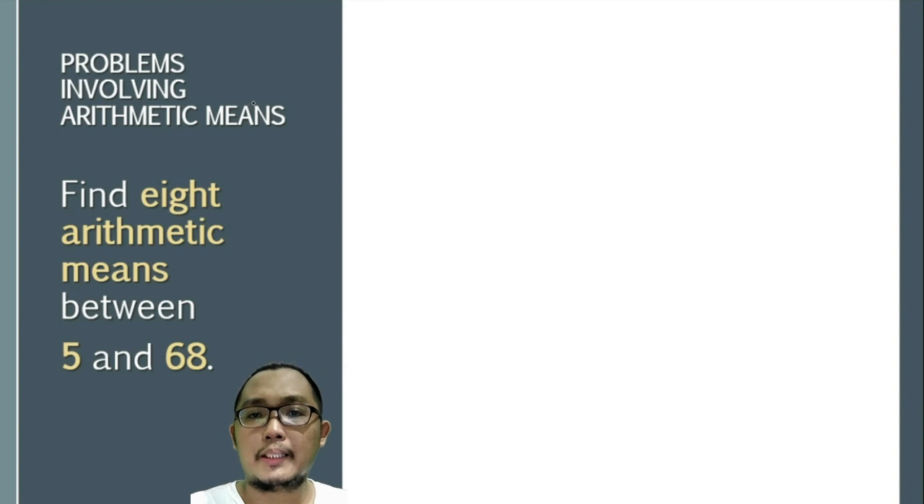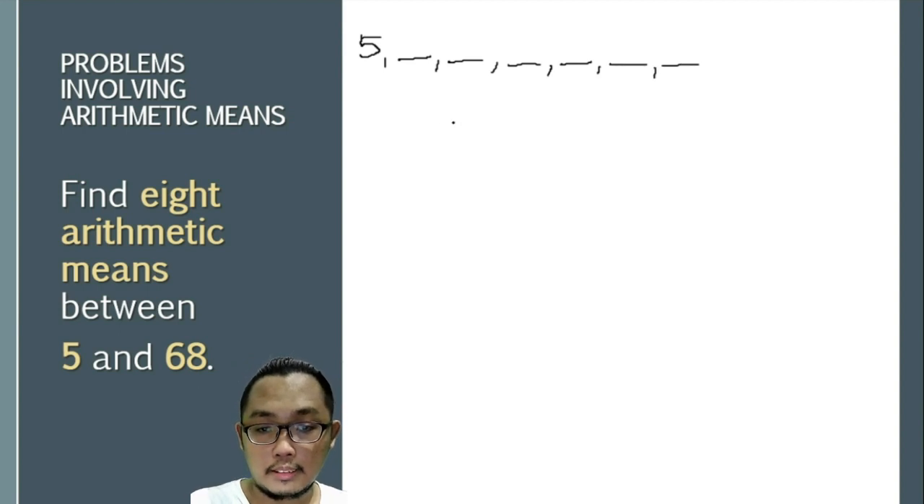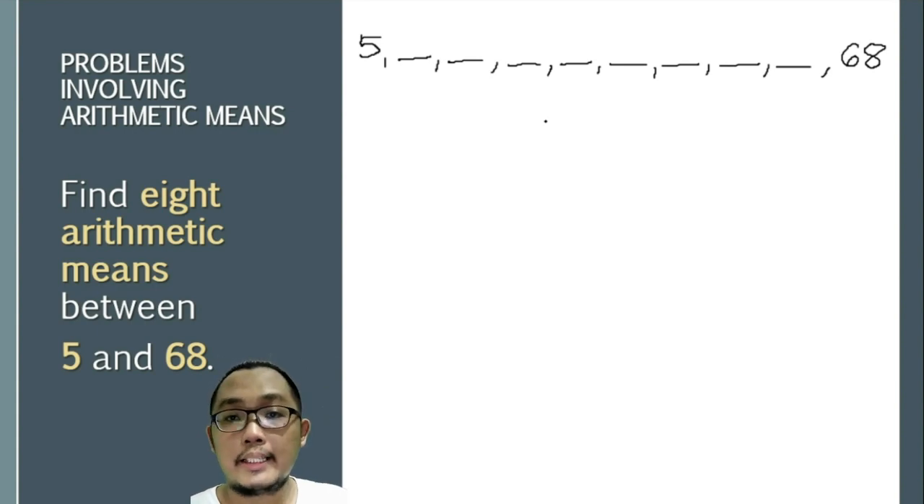So let us try to illustrate the problem this way. Writing the 5 first, and then we have to provide 8 blank spaces for the 8 arithmetic means, counting 1, 2, 3, 4, 5, 6, 7, and 8. Now we have our other given, 68, here. And that brings the total to 10 terms. So remember, we have 2 given terms and we have 8 arithmetic means between them.